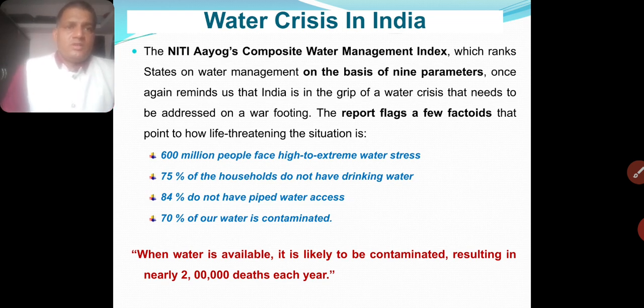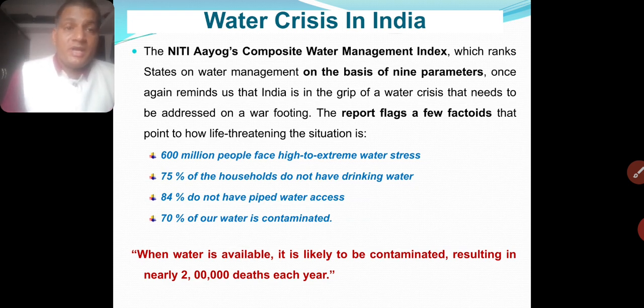So what are the groundwater or water crises in India? As per the Niti Aayog Composite Water Management Index, they have reported a few facts, six in all. The facts are: 600 million people face high to extreme water stress. This is a major problem of India. 75% of households do not have drinking water. This is the second crisis in India.